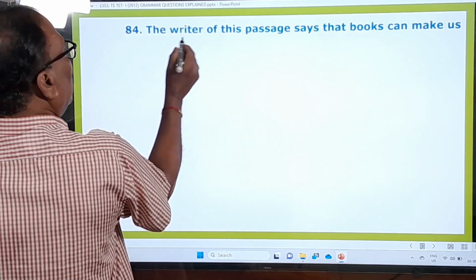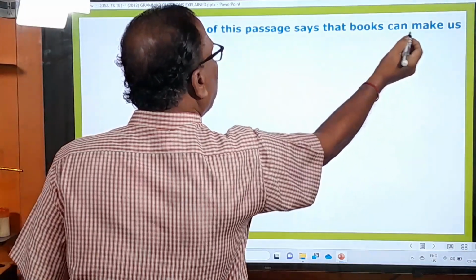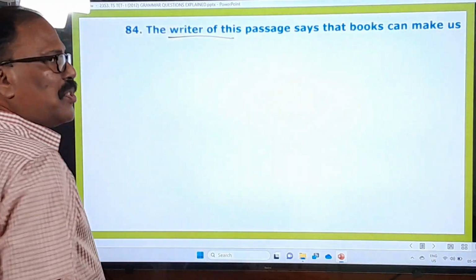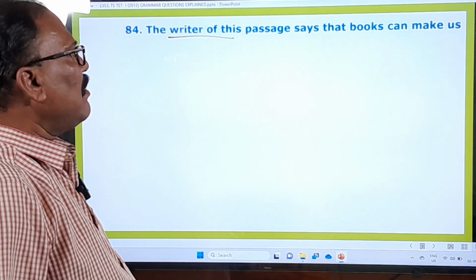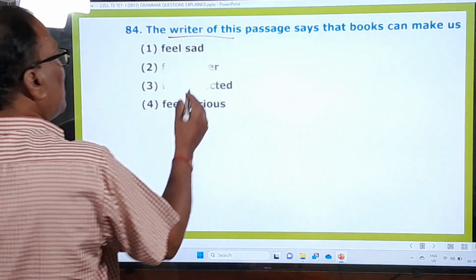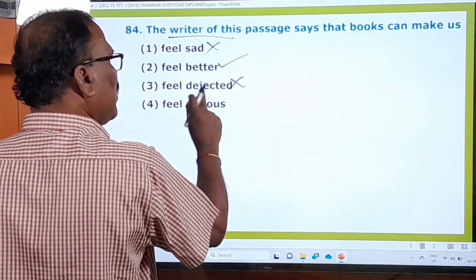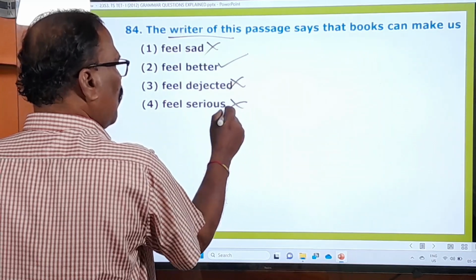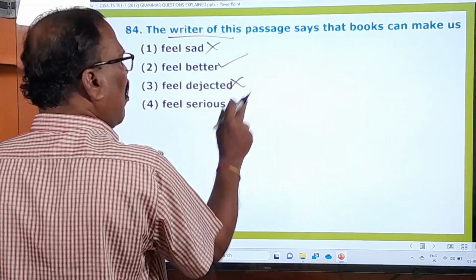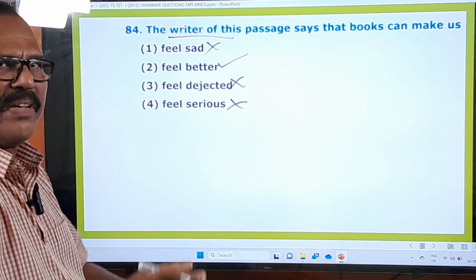The 84th one. The writer of this passage, John Ruskin, says the books can make us what? Options: feel sad? No. Feel better? Good. Feel dejected? No, dejected means disappointed. Feel serious? No. Feel better is the right answer. Right, a very interesting and very easy passage.